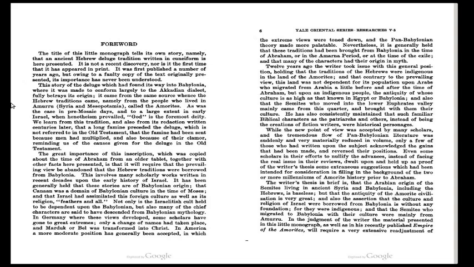We learn from this tradition, and also from its redaction written centuries later, that a long famine preceded the deluge, or the flood, which is not referred to in the Old Testament, that the famine had been sent because men had multiplied, and also because of their clamour, reminding us of the causes given for the deluge in the Old Testament. Clamour probably meaning their following their own ways, doing their own thing, turning their back on God and doing ungodly, wicked sins. So that's why God caused this flood to wipe them out.